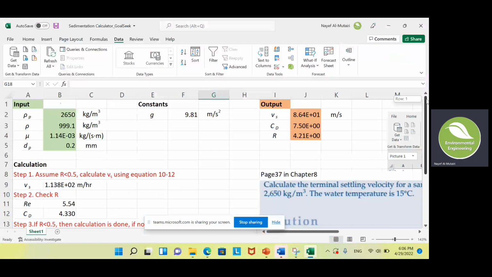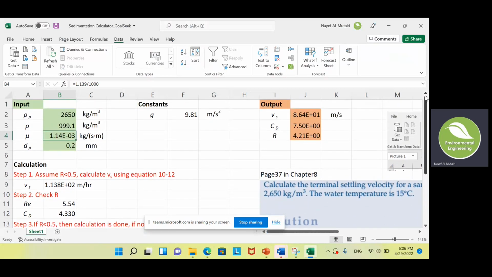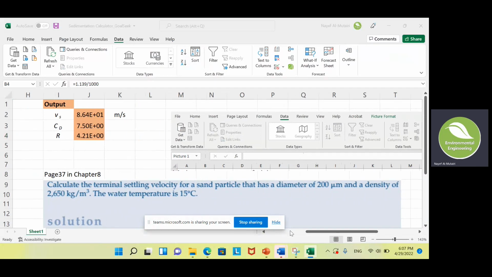So what was the density? It was 2,650 kilograms per cubic meter. And mostly you should change this if you have a different particle density. The density of the fluid, using this temperature, 15 Celsius, is 999.1. This would be given from the tables in the book. Mu has to equal 1.139 times 10 to the minus 3 for the temperature. This is the viscosity. And the diameter is 200 micrometers. If you divide this by 1,000, that is 0.2 millimeters.